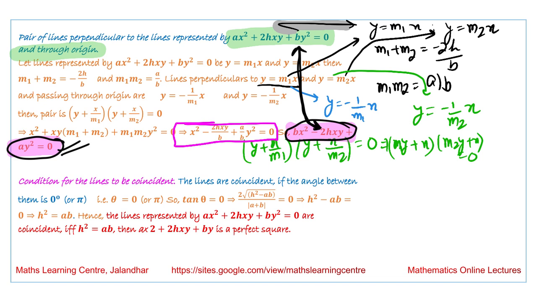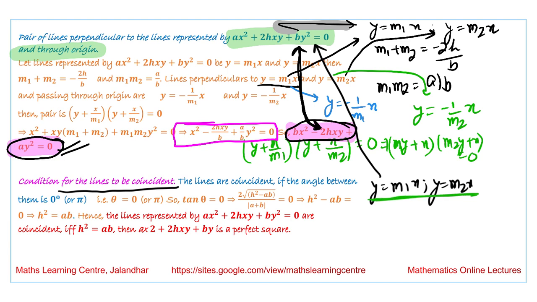Next we have the condition for the lines to be coincident. Again we are considering the two lines, y is equal to m1x and y is equal to m2x. These correspond to the joint equation, and we are saying that both these lines will be coincident if the angle between them is either 0 degrees or pi.